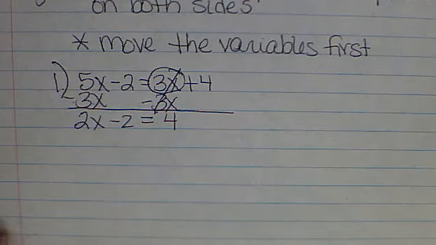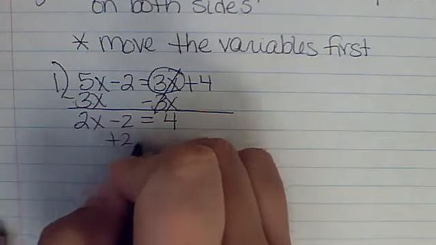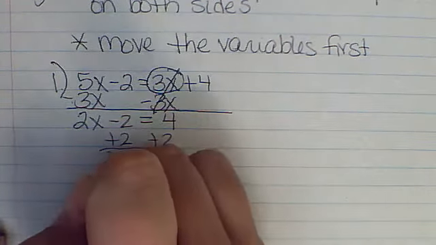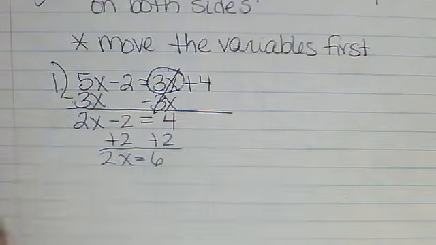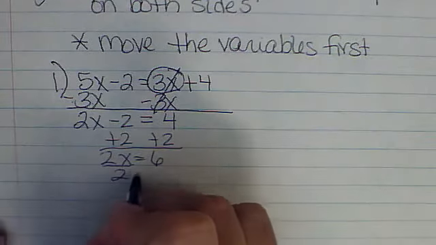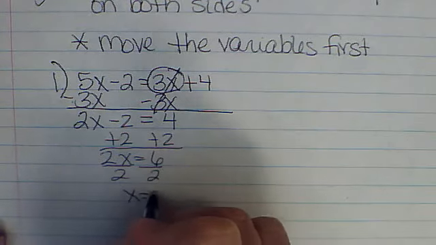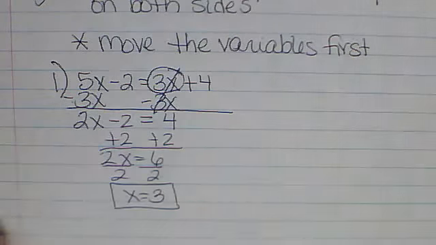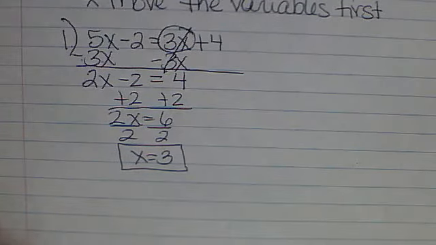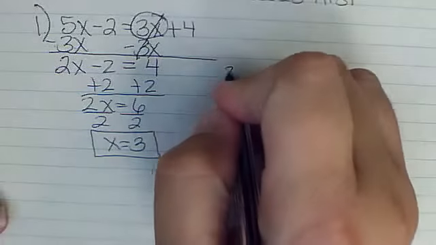Now that I moved that 3x, it looks just like the problems that we worked on before. So we add 2 to both sides. You get 2x equals 6. Divide by 2, and x equals 3. So the key thing is that you pick one of the sets of variables, you move it to the other side by using inverse operations.